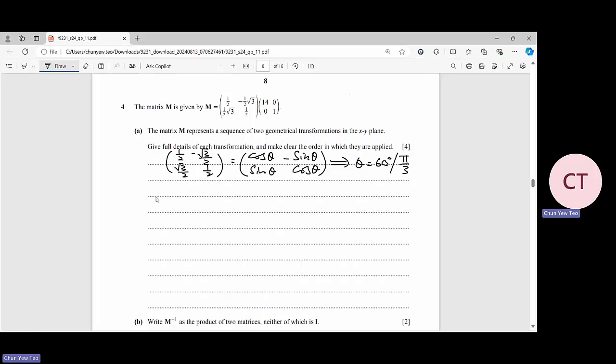Okay, so we just say that the transformation is, oh, no need to say M is 1. Let's say that this transformation is a one-way stretch parallel to the x-axis, with a scale factor of 1/4.